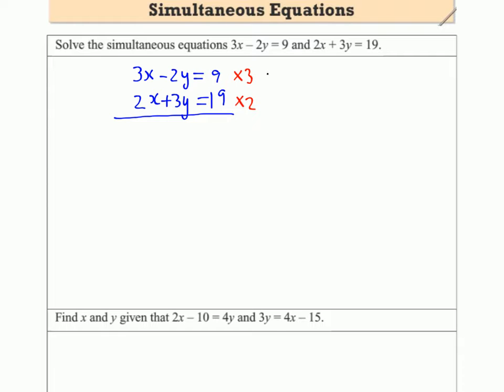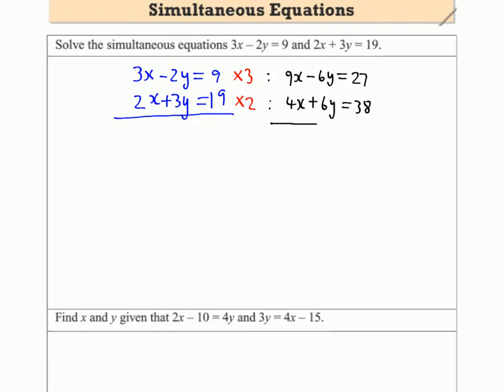So from here, 3x minus 2y equals 9, multiplied by 3, I get 9x minus 6y equals 27. If I multiply the second equation by 2, 2 and 2x gives me 4x, plus 3y and 2 gives me 6y, and that equals 19 times 2, which gives me 38.